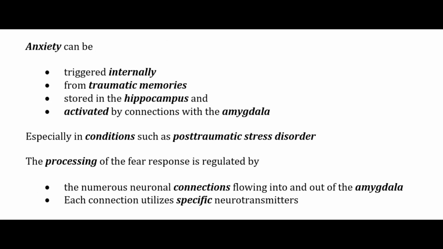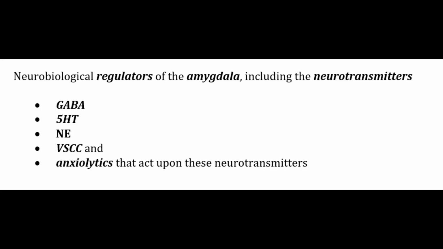Anxiety can also be triggered internally from traumatic memories stored in the hippocampus and activated by its connection with the amygdala, especially in conditions such as PTSD. Thus, the processing of fear response is regulated by the numerous neuronal connections flowing into and out of the amygdala. Each connection utilizes specific neurotransmitters. These neurotransmitters are GABA, serotonin, norepinephrine, voltage-sensitive calcium channels, and anxiolytics that act upon these neurotransmitters.